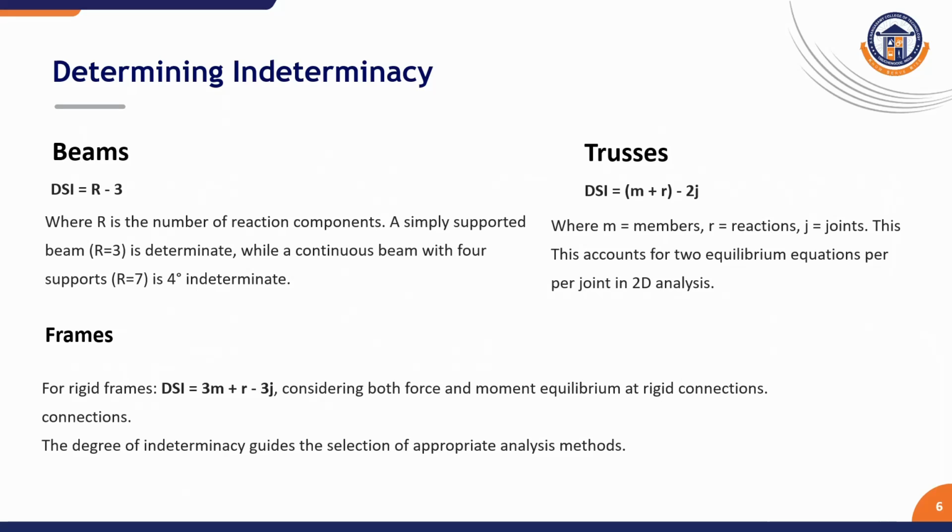For trusses, the degree of static indeterminacy is calculated as m plus r minus 2j. For rigid frames, the degree of indeterminacy is calculated as 3m plus r minus 3j, where m is the members, r is the reactions, and j is the joints. For trusses, this accounts for the two equilibrium equations per joint in two-dimensional analysis. For rigid frames, the degree of indeterminacy guides the selection of the appropriate analysis method. Understanding indeterminacy helps us to choose the correct method of analysis, such as the three moment theorem for continuous beams.